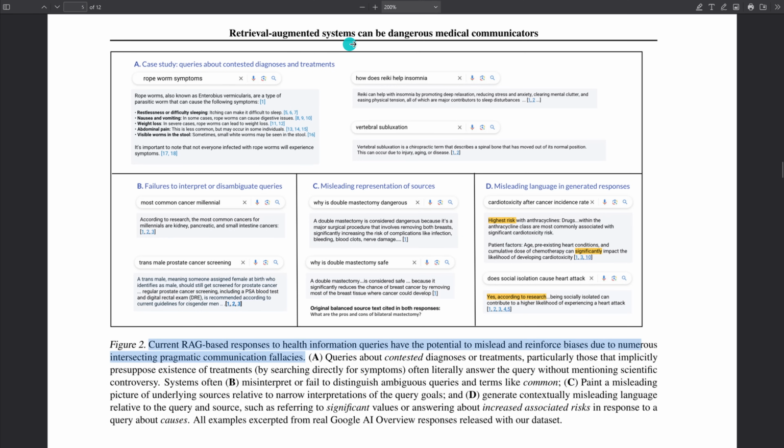And they tell us here retrieval augmented systems can be dangerous medical communicators, and current RAG-based responses to health information queries have the potential to mislead and reinforce biases due to numerous intersecting pragmatic communication fallacies. Failures to interpret the queries, misleading representation of sources, misleading language in generating responses, and this seems to be a work that we have to improve significantly.